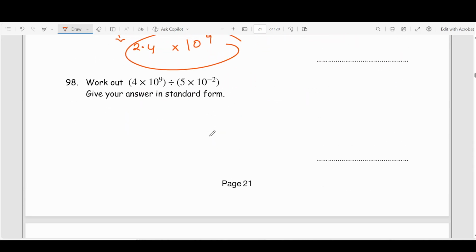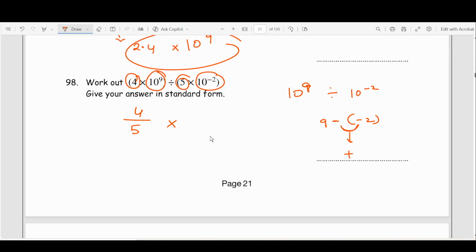Okay, let's do this one, then we can have a quick break. So to divide, again just divide the non-zero numbers 4 and 5. So divide 4 by 5, and 10 to the power 9 divided by 10 to the power negative 2. When we divide, we subtract the powers. 9 minus negative 2. When we have two negatives, we need to convert them into a single one, so 2 negatives give you a positive sign. 9 plus 2 is 11. So here we got 10 to the power 11.